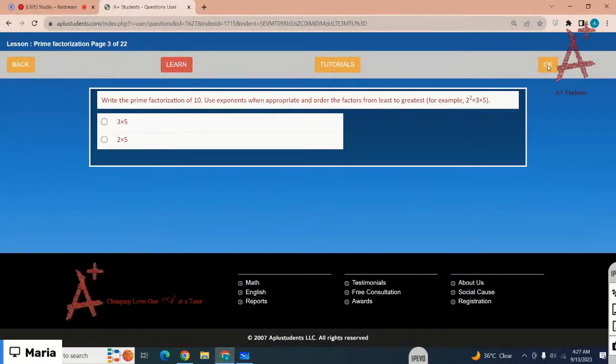What is the prime factorization of 10? Which is the correct option? You are given the options, right? When you are given the options, you can find the correct option very easily. Factors means if you multiply the given numbers, they make 10. So which two numbers when multiplied make 10? When you multiply them, 2 times 5 makes 10, isn't it? So that means the prime factors for 10 are 2 times 5.